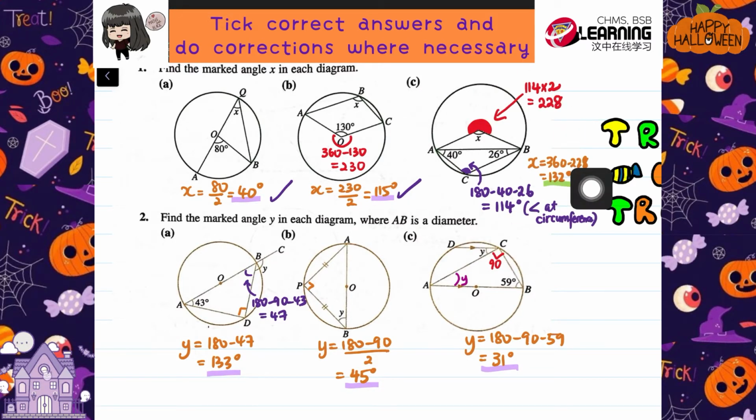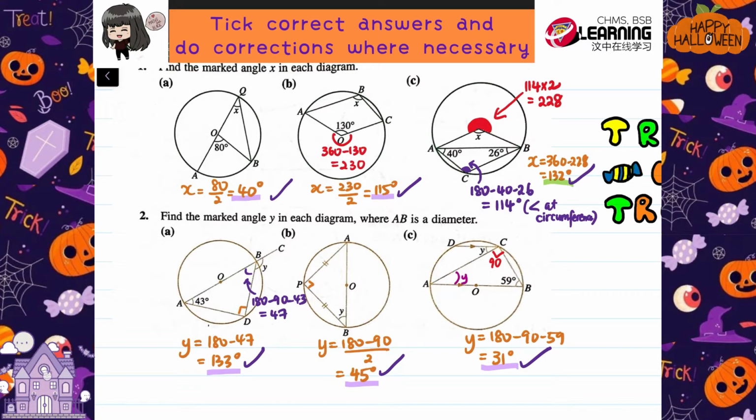C, I already discussed with you, is 132. And 2A is 133, 45 and 31. I don't think there's any problem with these questions here. Almost all of you got these questions correct. Okay, let's go to theorem number 7 for today.